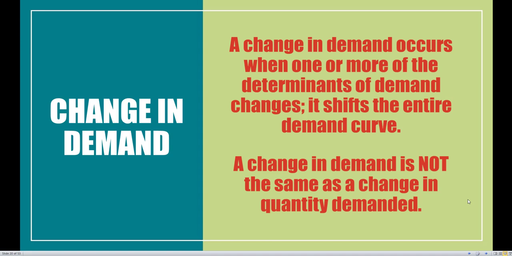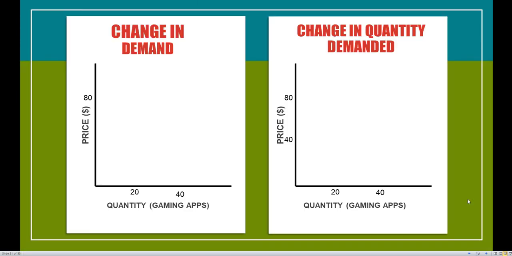A change in quantity demanded, however, tells us that we're going to be changing the current price of the good, and it tells us that we're focusing in on the law of demand. We're going to end up on the same exact demand curve. So to illustrate the differentiation between the two, let's take a look at the market for gaming apps. On the left-hand side, we have a change in demand, and on the right-hand side, we're going to take a look at the change in quantity demanded.